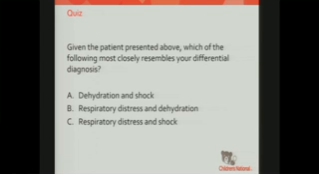So back to our questions. The patient described that we talked about above. The differential really should include dehydration and shock.